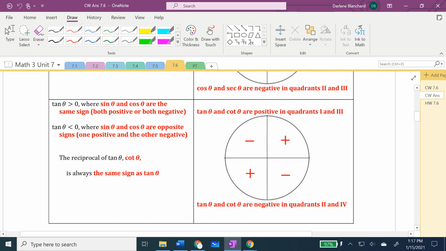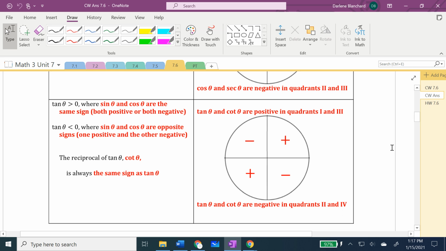And in the typed up answers, I have it written as tangent is positive where sine and cosine are the same sign, and negative where sine and cosine are opposite signs. But if you see it faster based on where there is positive slope versus negative slope for a line through the origin, you might see that faster. So tangent and cotangent are positive in quadrants 1 and 3. They are negative in quadrants 2 and 4.